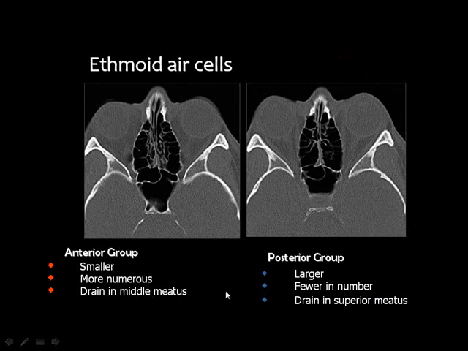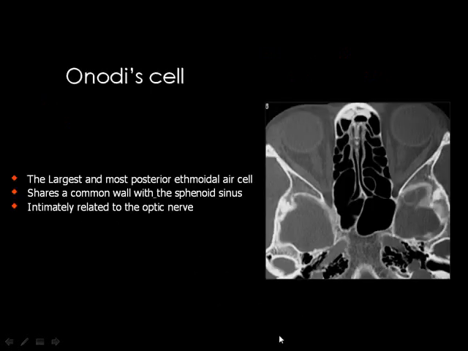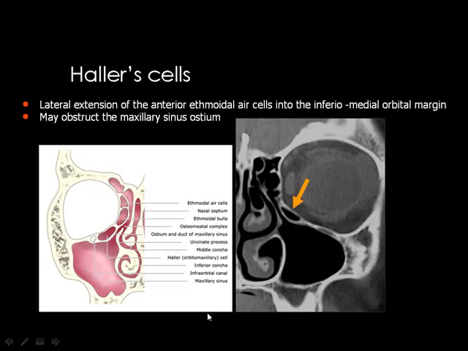Then the ethmoidal air cells are composed of two major groups: the anterior group, which are smaller and more numerous, while the posterior group are relatively larger and fewer in number. Then the largest ethmoidal air cell, which is located posteriorly near the orbital canal or the optic nerve canal, is known as the Onodi cell, as you all know.